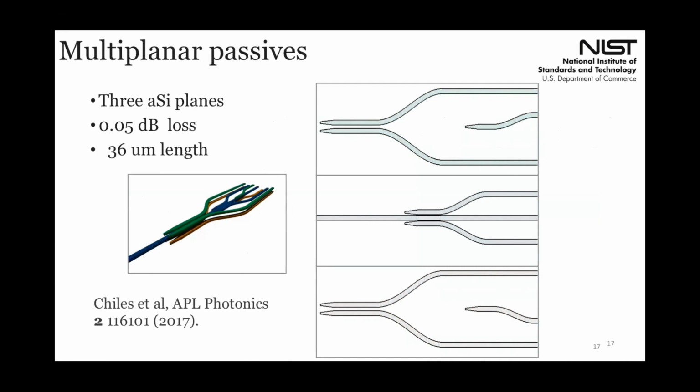Here's an example. On the left, you can see a 3D image of a 1 to 9 waveguide coupler. It consists of 3 layers of amorphous silicon waveguides. On the right, you can see these are the 3 planes, the middle, the top, and the bottom. Light comes in through this waveguide and then can couple to each of these 9 waveguides with around 0.05 dB of loss in a length of around 36 microns. So you can get coupling from 1 waveguide to 729 waveguides in a little over 100 microns of length.